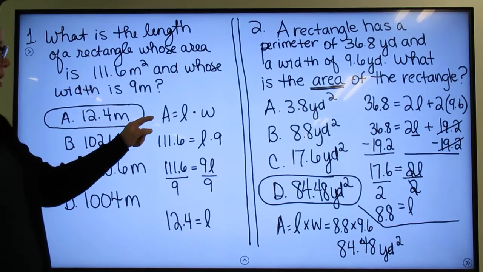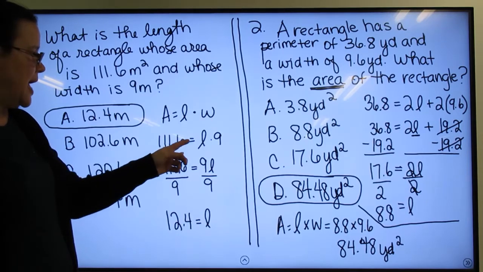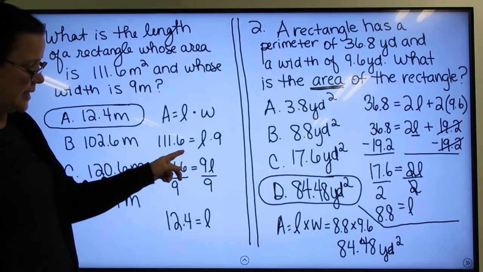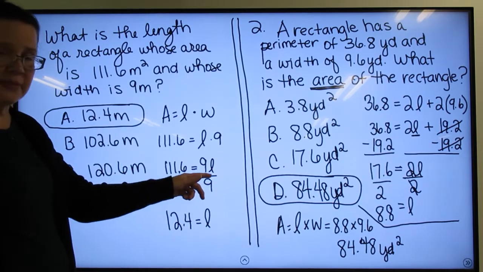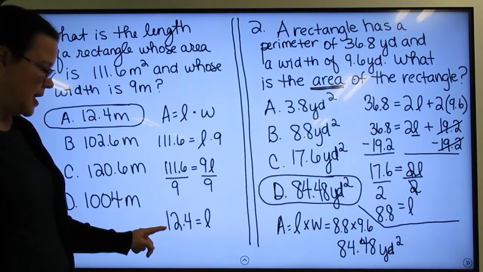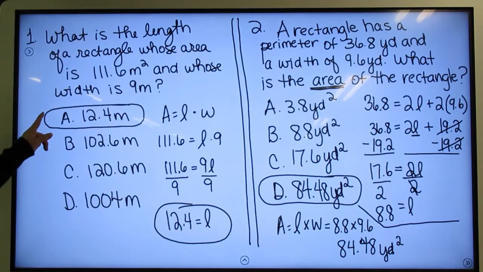And we did area is length times width, or base times height. We have 9 times L, and we have 111.6. We divide that because the opposite of multiplying is to divide, and 111.6 divided by 9 is 12.4. That would be our answer, and that is one of our choices, so that would be it. And you can see these are a little far off of the scope of what that answer might be, so that's the one you're focusing on.